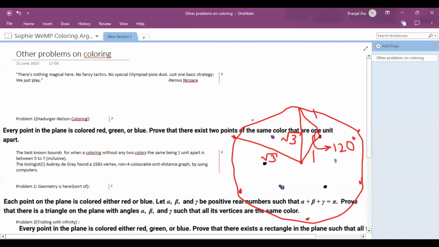So now does anyone see a contradiction? Yes, in the circle there must be 2 red points which are 1 unit apart, right? Exactly. So there are 2 red points on this circle, 1 unit apart, and these give a contradiction. So we are done. Okay. Did you get the proof?